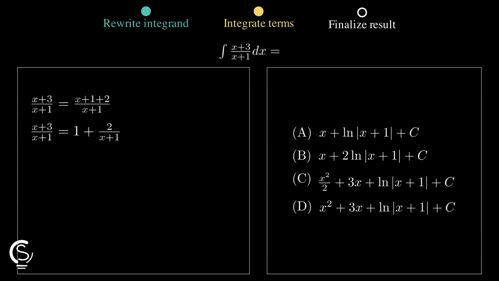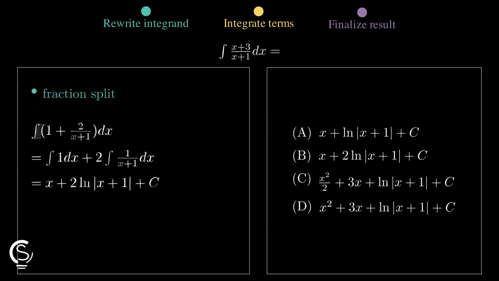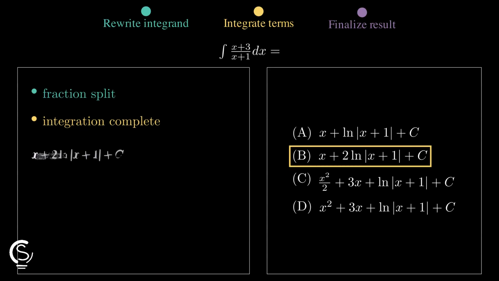Now integrate each term separately. The integral of 1 is x, and the integral of 2 over x plus 1 is 2 times the natural log of absolute x plus 1. Comparing our result to the given choices, we see that our expression matches option B perfectly. Always remember to include the constant of integration c to finish the problem correctly.